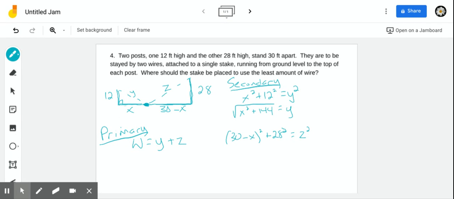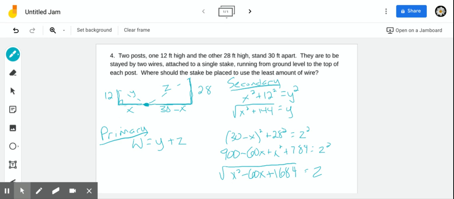So I am going to go ahead and expand that out. So we get 900 minus 60x plus x squared plus, I don't know what 28 squared is off the top of my head. I have a calculator, hang on. 28 squared is 784. So z is going to be the square root of x squared minus 60x plus 1684.